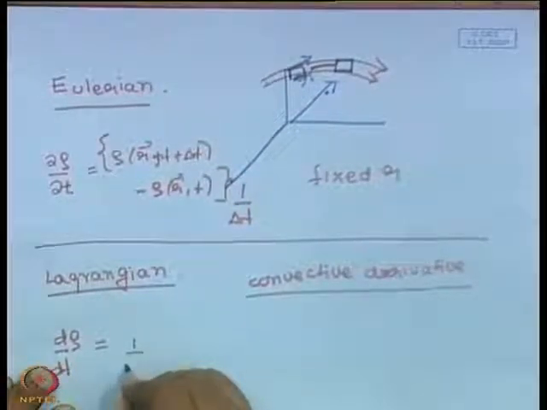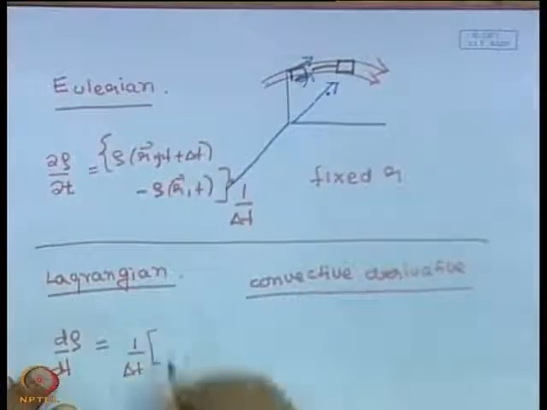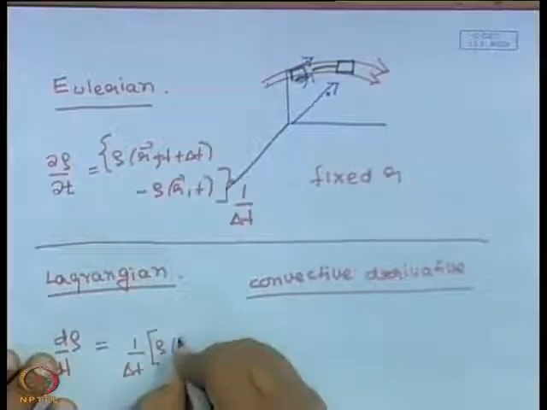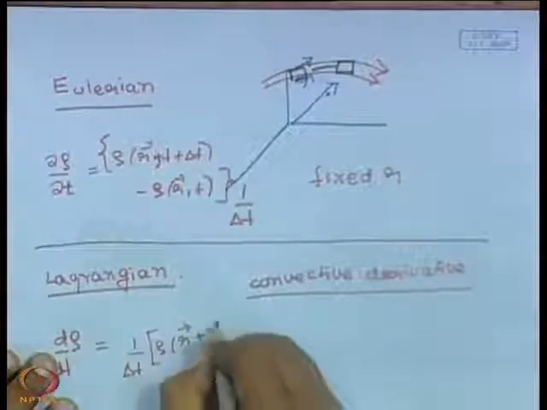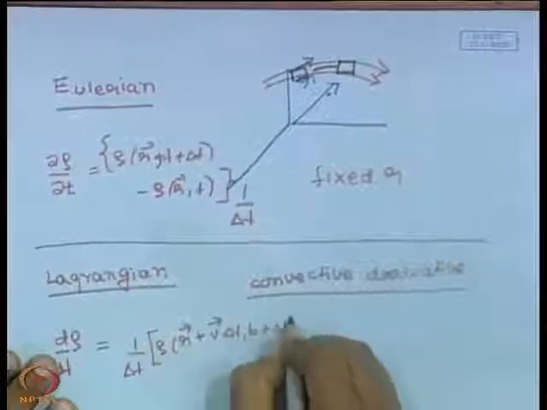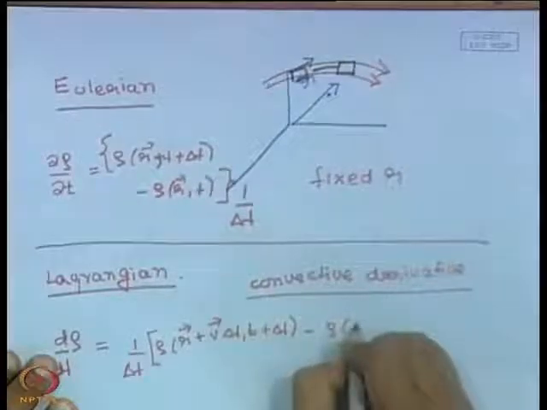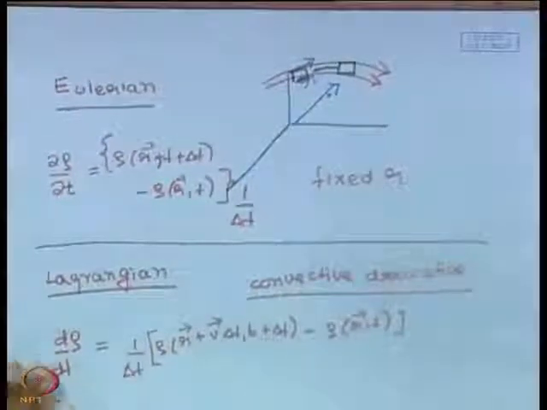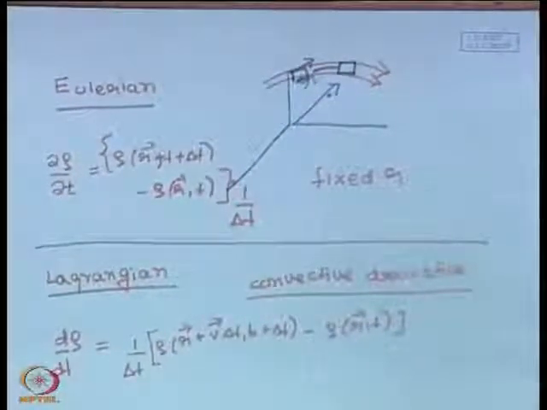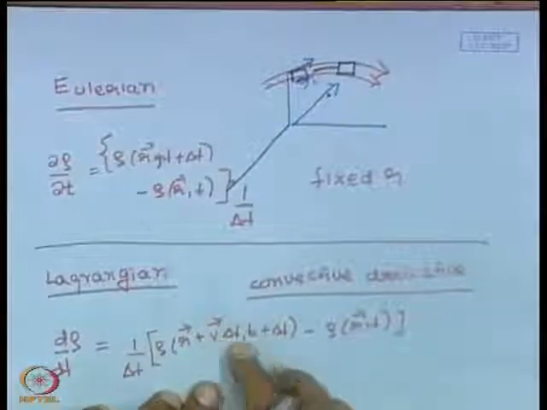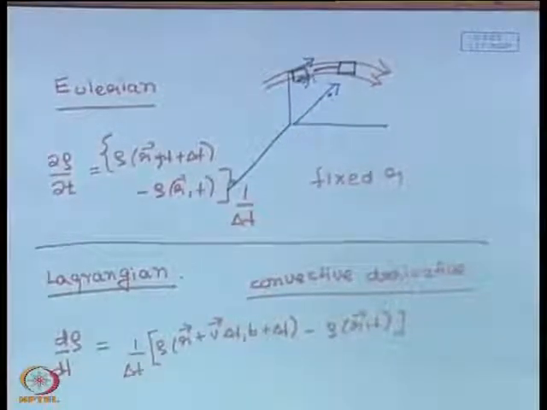So, the position also will change, and the changed position is r plus v delta t, at time t plus delta t, minus rho at r, t. Right. So, that is the convective derivative, and if you do a Taylor expansion in this delta t, you will have two terms.